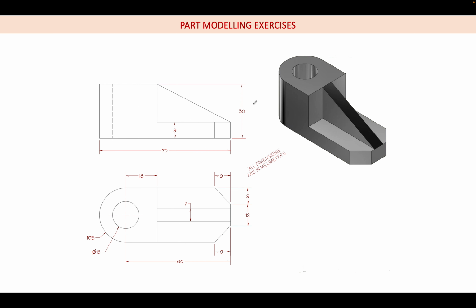So we have this object, right? So first, I have to model the base, correct? So what is the total dimension I have to see now? So total is 75. And what is the height? So this is a front view. This is the top view. So for the base we need to see from the top view.